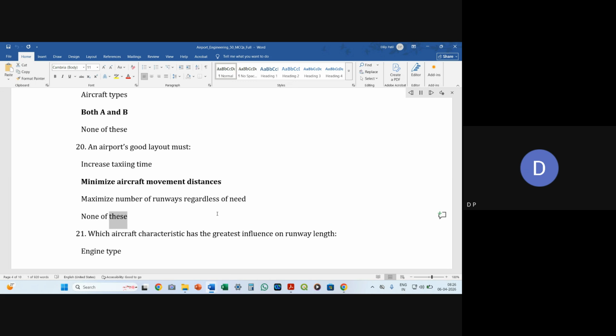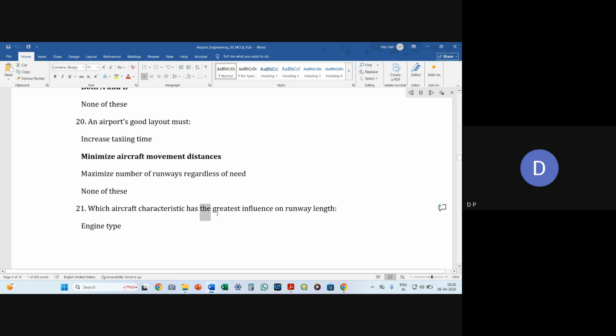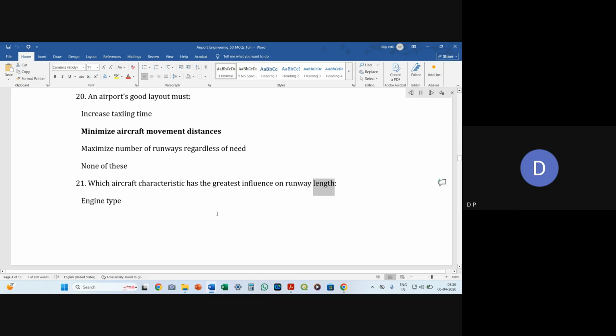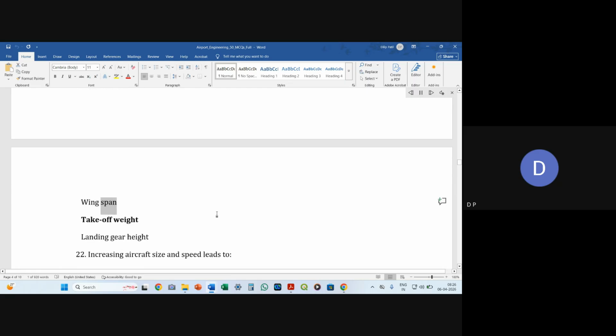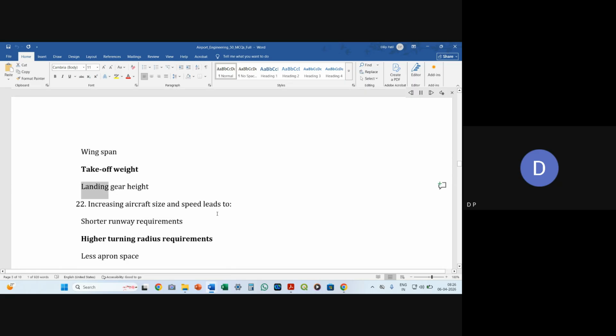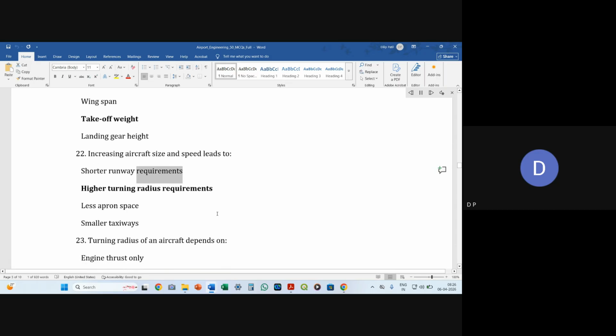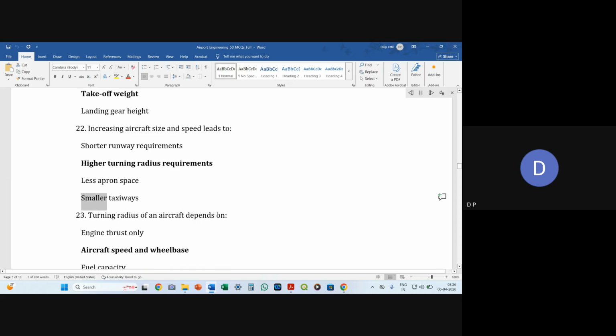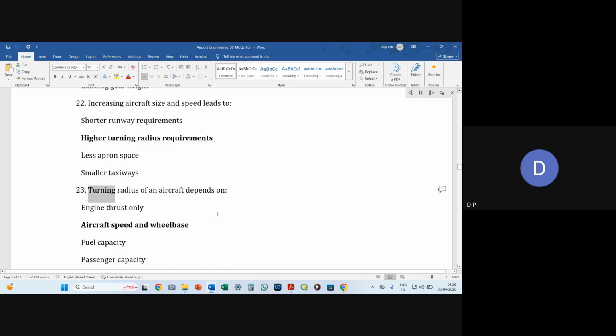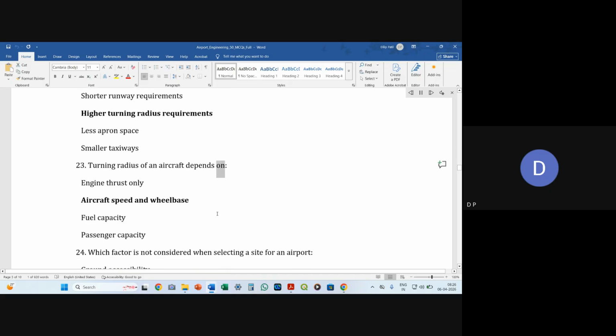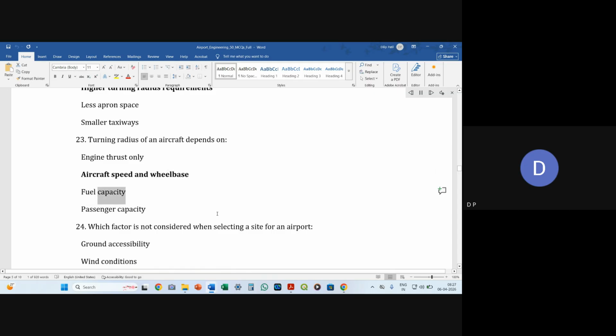None of these. 21. Which aircraft characteristic has the greatest influence on runway length? Engine type, wingspan, take-off weight, landing gear height. 22. Increasing aircraft size and speed leads to shorter runway requirements, higher turning radius requirements, less apron space, smaller taxiways. 23. Turning radius of an aircraft depends on engine thrust only, aircraft speed and wheelbase, fuel capacity, passenger capacity.